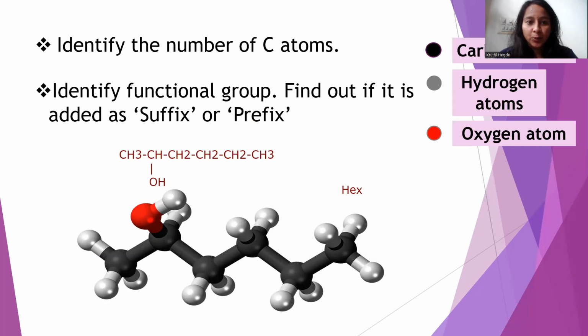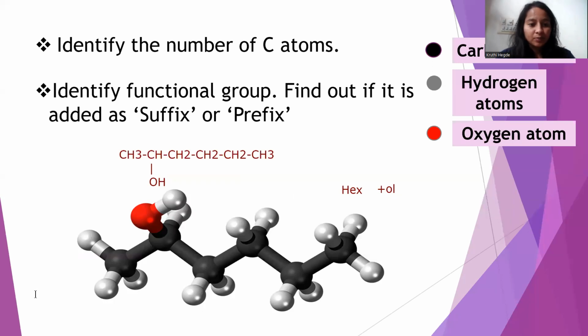Now, second rule, identify the functional group. If any functional group is there, find out if it is to be added as prefix or suffix. Yes, there is a functional group and the functional group is OH. Should it be added as prefix or suffix? It should be added as suffix. So at the last, after hex we should add OL. Right? We have written it with OL plus.